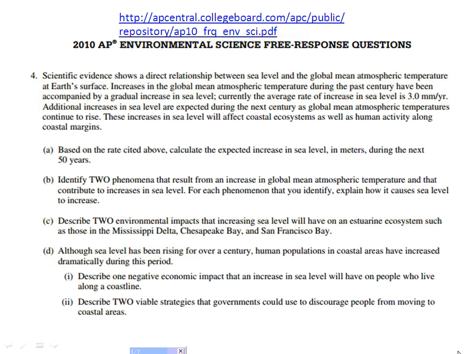So for letter A, pretty simple. You're just going to find the current average rate, which says it is 3 millimeters per year. And you're simply going to multiply that by 50 years, and you're going to have to convert from millimeters to meters. So it's just 3 times 50, which is going to give you 150 millimeters. And then in order to change that into meters, you're going to move the decimal 3 places to the left, and the answer for that one's 0.15 meters.